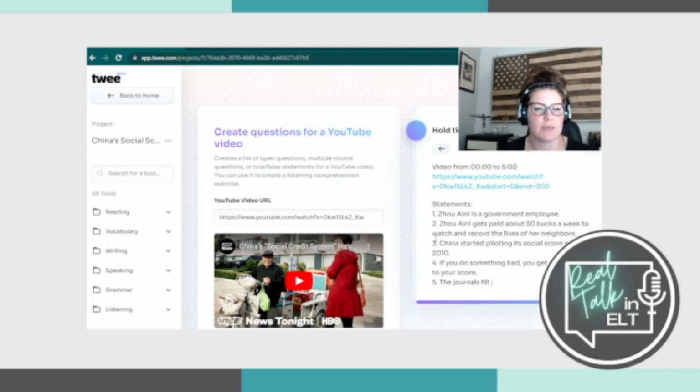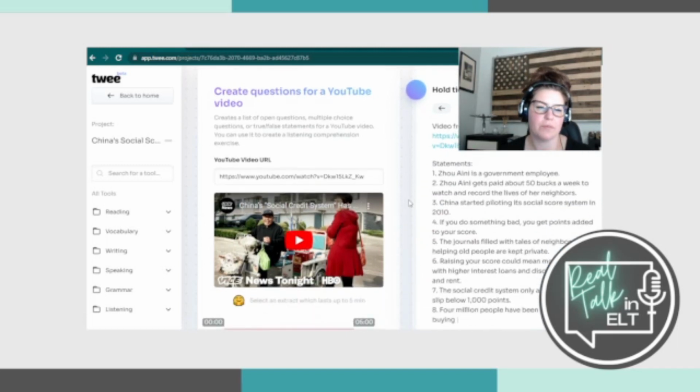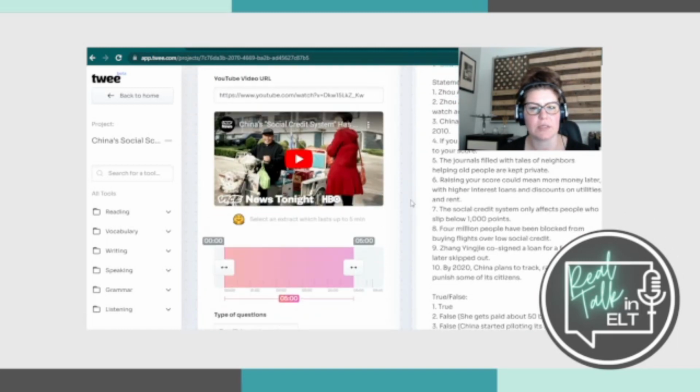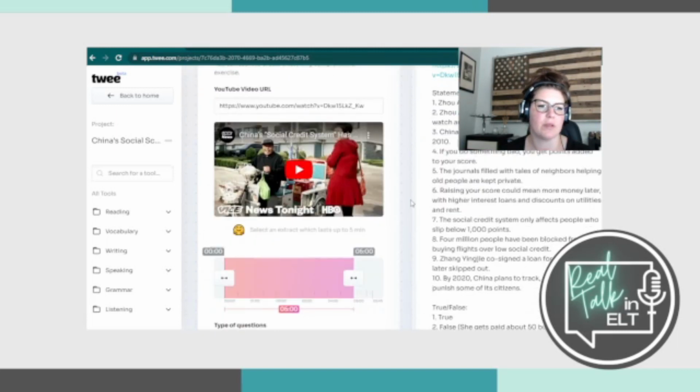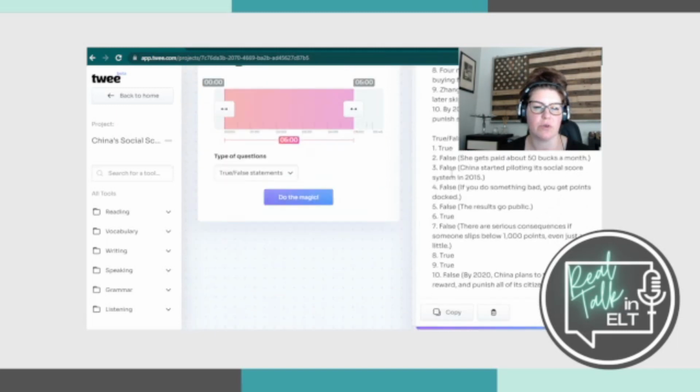Yeah, less than a minute again. And it works exactly the same. It's the same technology that it had for the reading. So it picks something up from the text. It gives you the true and false statement. It'll give you the true and false answers. And if it's false, it'll give you the justification.